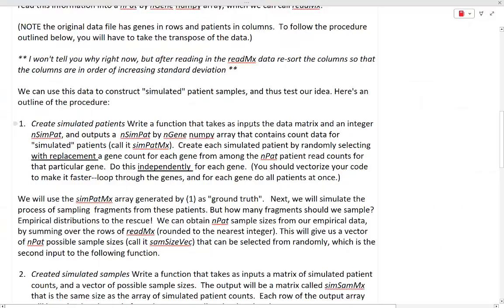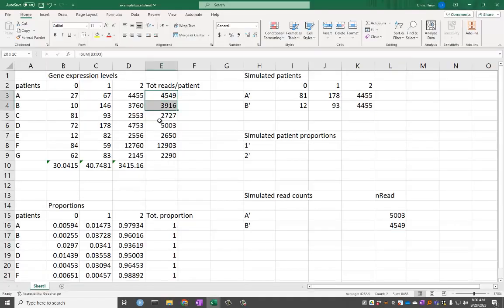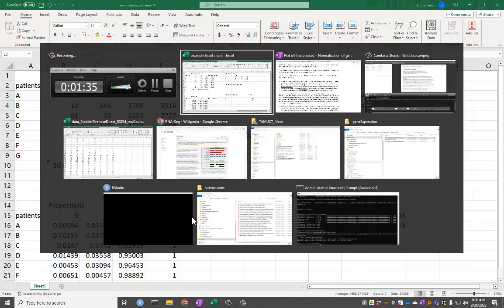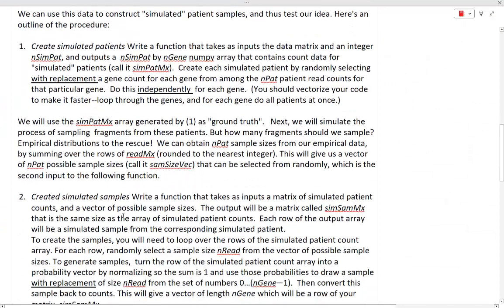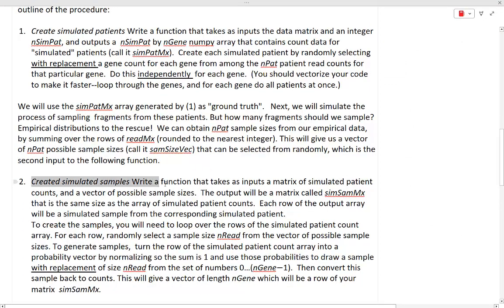All right, let's go back to the description. Just to reinforce this, we have a vector of npat possible sample sizes, SAM size vec, that can be selected from randomly, which is the second input to the following function. So here's my SAM size vector. That's this vector here, vector of possible sample sizes. That's the process described in the following paragraph to create simulated samples.